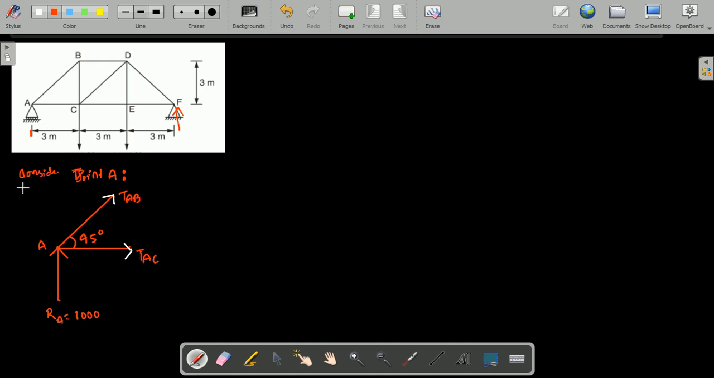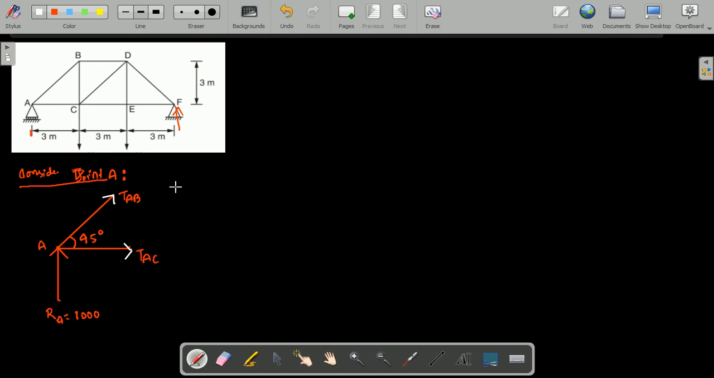Now I am going to apply the equilibrium condition here. Is it clear? Have you understood how I am going to draw the free body diagram here? I am just considering the joint A. I have written the forces which are acting on the joint A. Is it clear? Yes, ma'am. Okay.